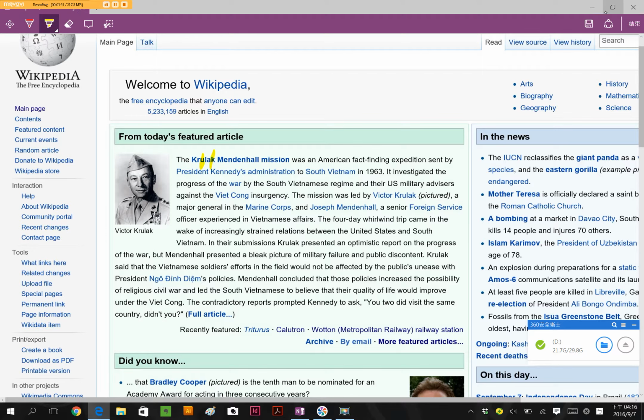The Gulag Mandelholm mission was an American fact-finding expedition sent by President Kennedy's administration to South Vietnam in 1963. It investigated the progress of the war by the South Vietnamese regime and their U.S. military advisors against the Viet Cong insurgency.